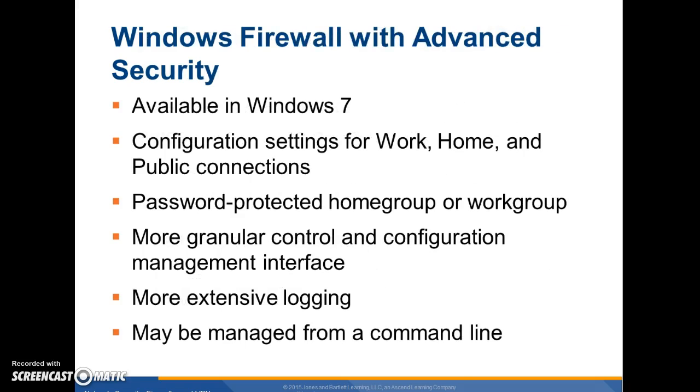Windows Firewall with Advanced Security. This is available in Windows 7. It has configuration settings for home, work, and public connections. You can password protect a home group or work group. It has more granular control and configuration in its management interface, has more extensive logging, and may be managed from a command line.